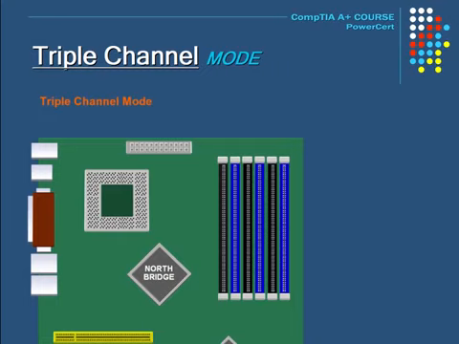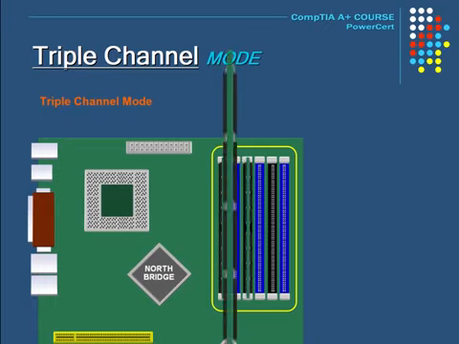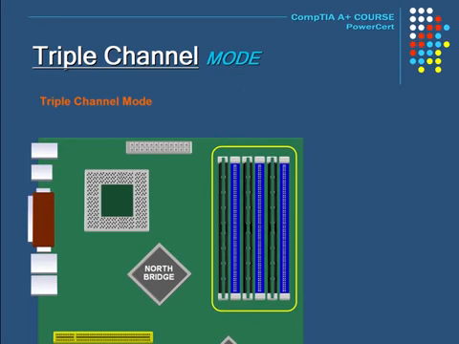So as stated before, triple channel mode is only available on a few motherboards, and only certain Intel Core i7 processors support triple channel mode. So here is an example of a triple channel capable motherboard. On this motherboard there are 6 memory slots with 2 different colors. So if you're going to install 3 DIMMs on this motherboard, you must put the DIMMs in the same color-coded slots in order to utilize triple channel mode. And those DIMMs must be identical.